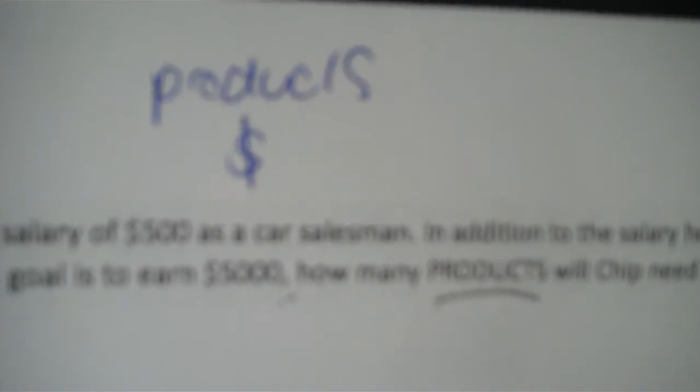Okay, now let's do the story problems. Okay. Chip earns a base salary of $500 as a car salesman. In addition to the salary, he earns $90 per product that he sells. If his goal is to earn $5,000, how many products is Chip going to need to sell? So my unit for my answers is just products. Okay, so products is a unit, but then there's another unit in the problem, and that's dollars. Okay, because all those things have dollar labels. So that's 2 units.